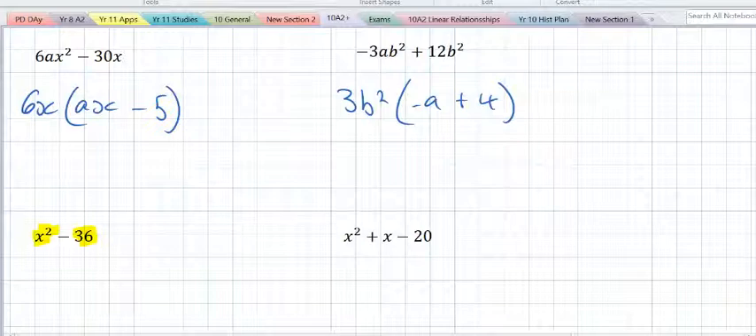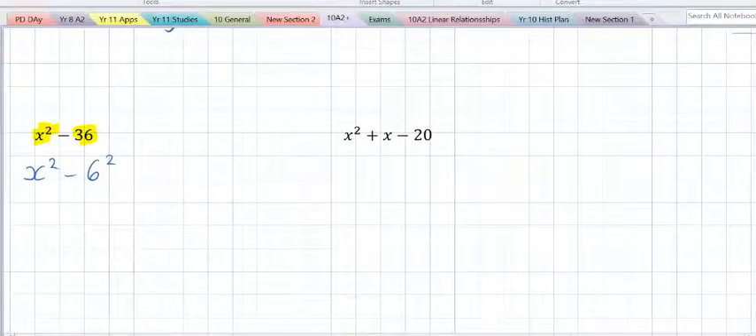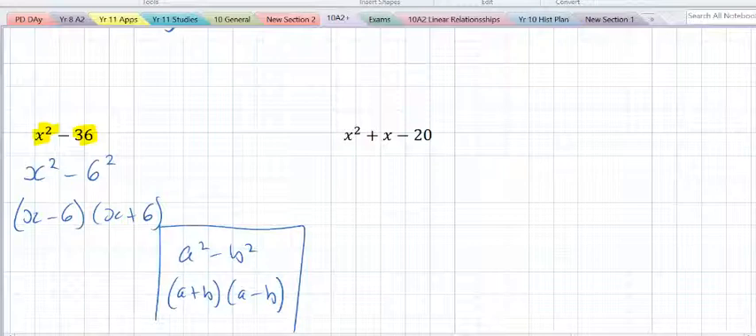And we factorise it by remembering you can rewrite 36 as 6 squared. Now why is that important? Because you've got 2 squares. You can't take the squares out, but it's important because of this property here: if we have a squared take b squared, that is equal to a plus b, a take b. Very good. So to factorise that, you have to recognise that the 36 is 6 squared.